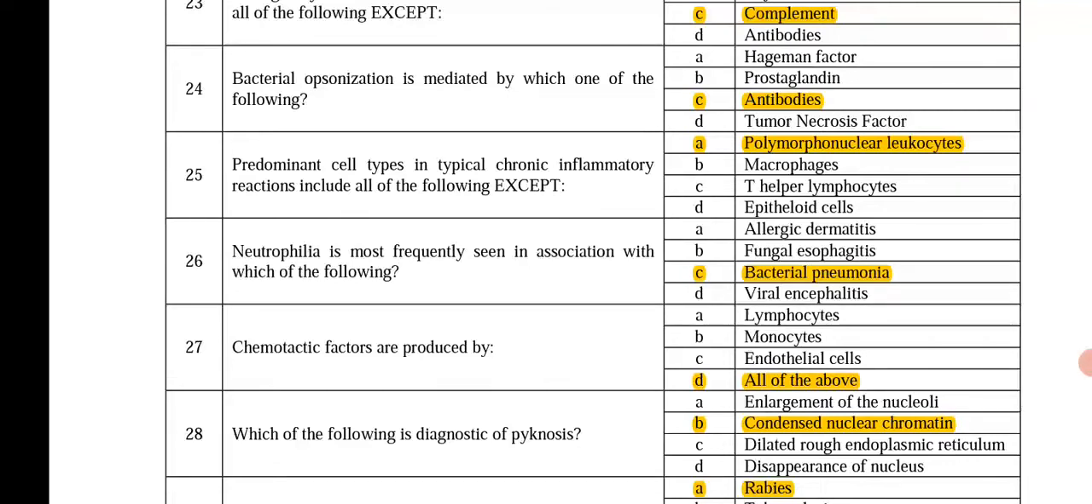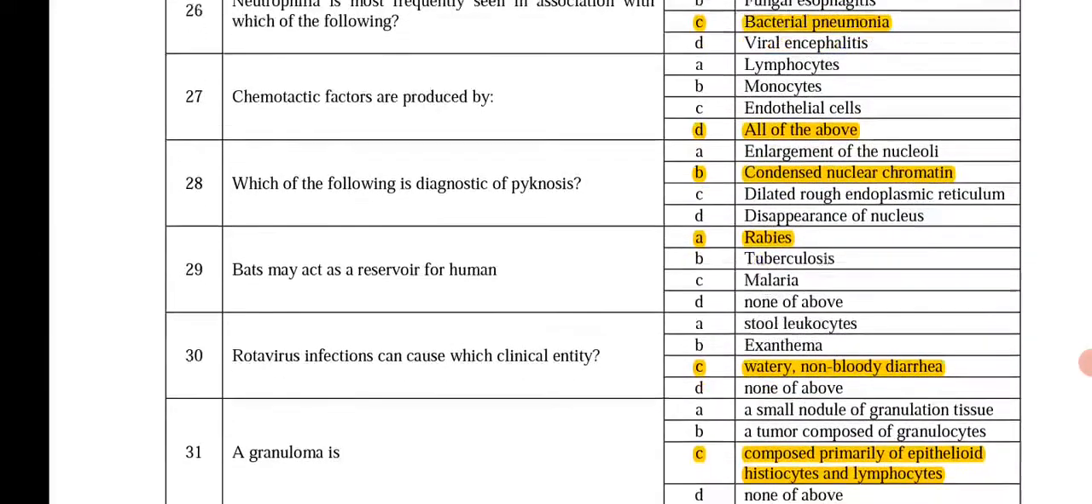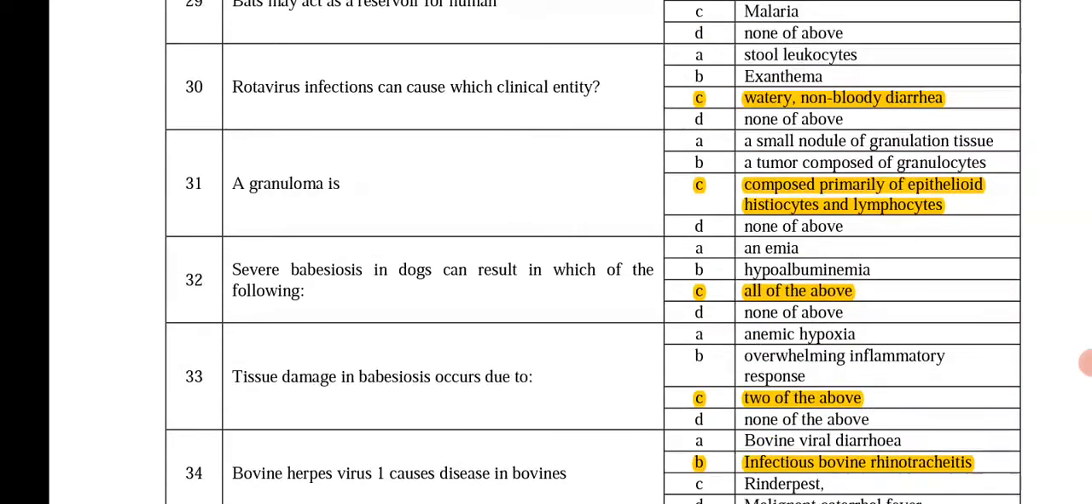Neutrophilia is most frequently seen in association with which of the following bacterial pneumonias? Chemotactic factors are produced by all of the above: lymphocytes, monocytes, and endothelial cells. Which of the following is diagnostic? Pyknosis contains condensed nuclear chromatin. Bats may act as a reservoir for human rabies. Rotavirus infection can cause which clinical entity? Watery non-bloody diarrhea. A granuloma is composed primarily of epithelioid histiocytes and lymphocytes.